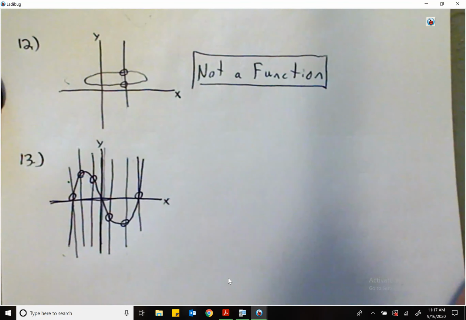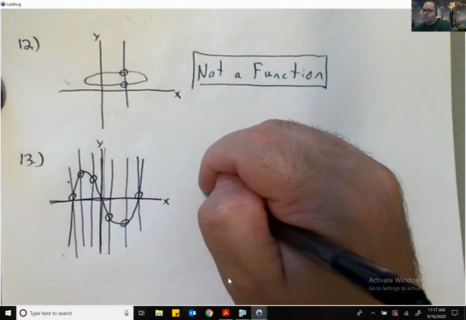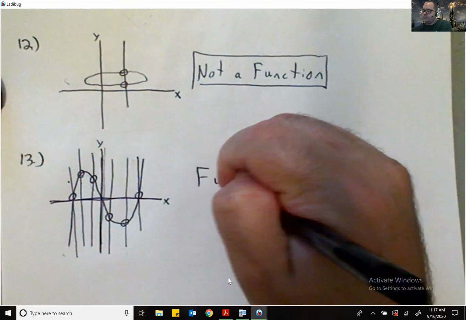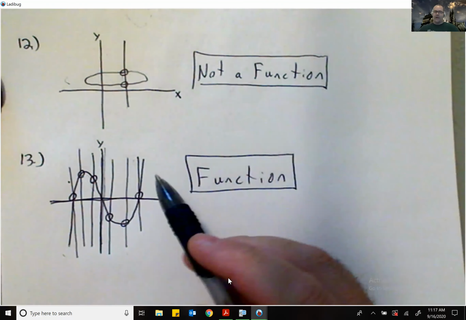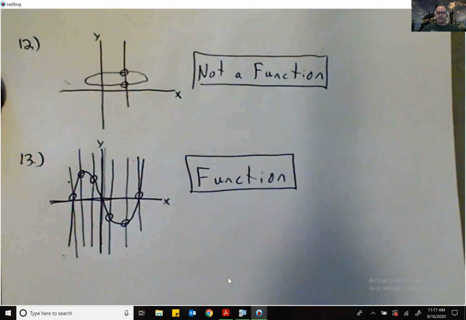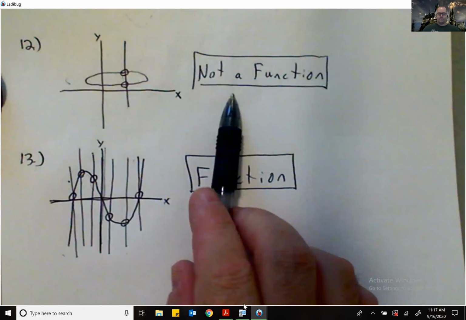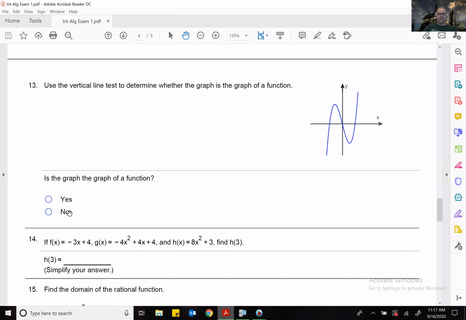Yeah. Function. The moment I hit my graph twice or more, not a function. So you just come over here and you say yes.